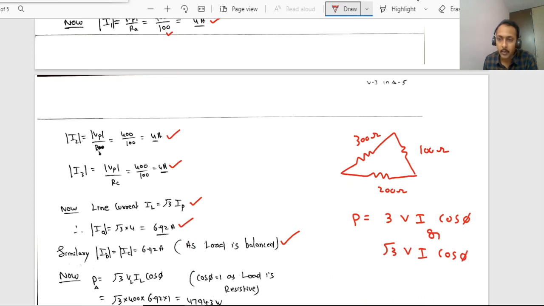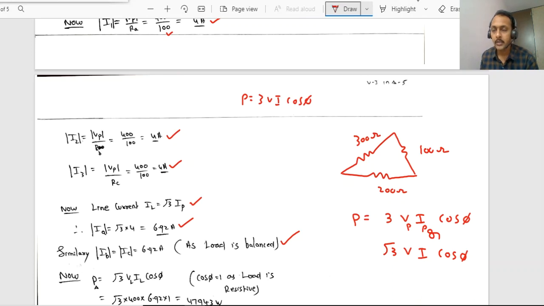Both are correct only. But dear students, it's very important. Please keep in mind, if you have used 3, then the voltage and current values must be phase values. This is where most of the students will commit the mistake. Sometimes they will write power P equal to 3 VI cos phi, but they will forget to take the phase values of voltage and current.